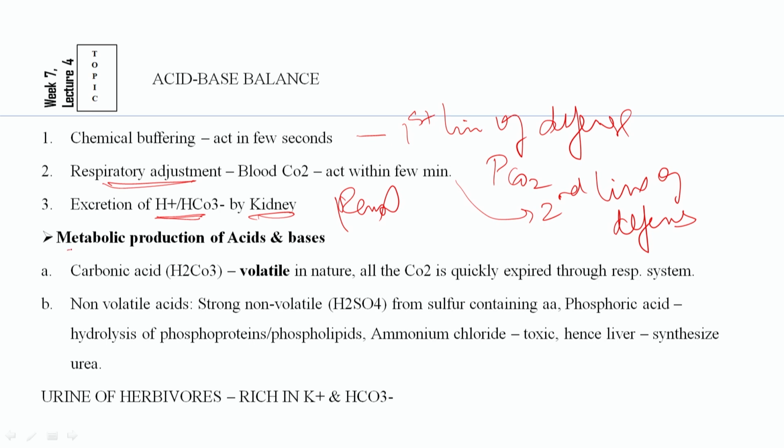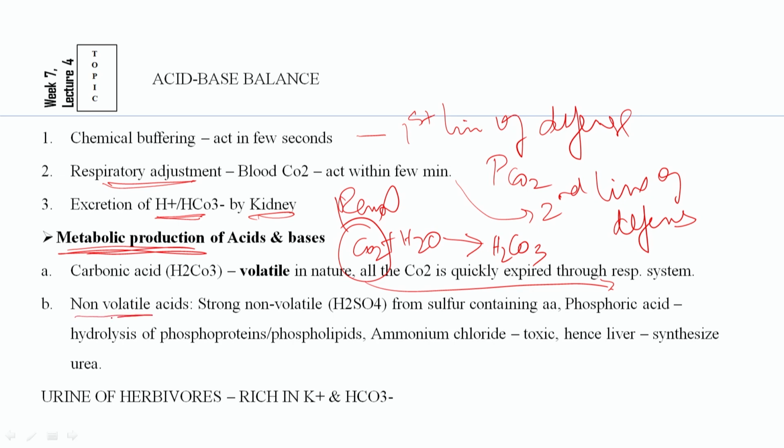Now let us see the different ways of metabolic production of the acids as well as the bases. The first one is carbonic acid. How is carbonic acid formed? It is formed when carbon dioxide reacts with water and produces carbonic acid. This carbon dioxide is volatile in nature, so the carbonic acid is also volatile. As carbon dioxide is quickly expired through the respiratory system, carbonic acid is called a volatile acid. Whereas there are some other acids, called non-volatile acids.